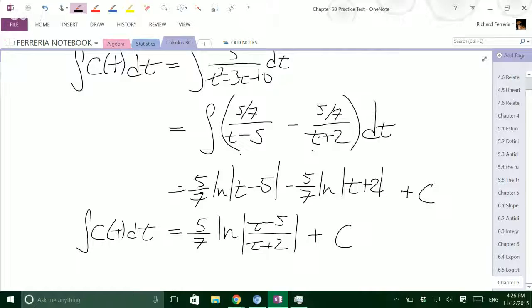Cool. You just factored out the negative, the negative 5/7. Yeah, it's a log, so it's the denominator.